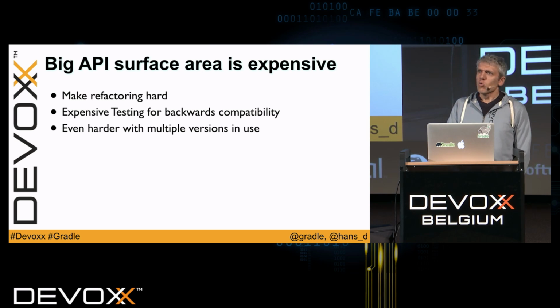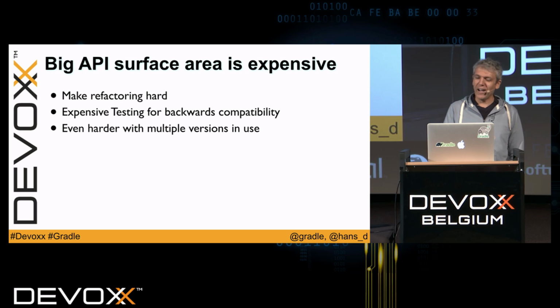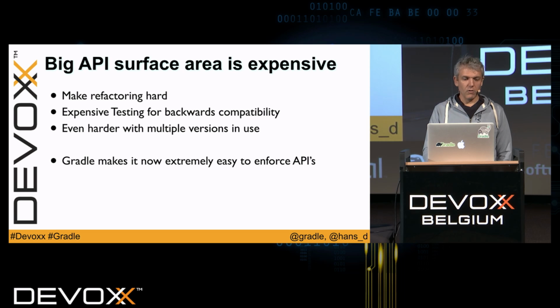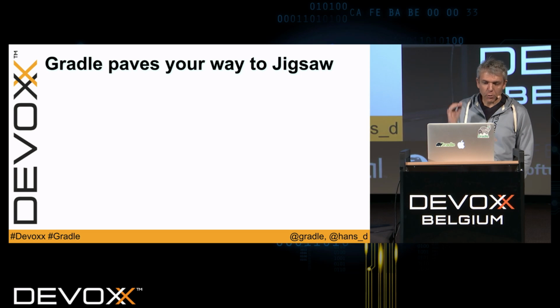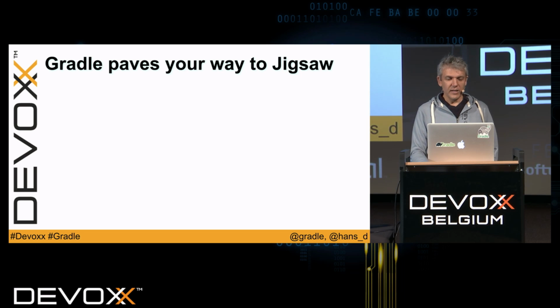So you could ask now, is that an exotic opinion that I have here, how important that is? Well, I would say not quite, because this concept is at the heart of Java 9. And that is another thing I want to talk about. Gradle now makes it extremely easy to enforce APIs, and Gradle paves your way to Jigsaw, in multiple ways.